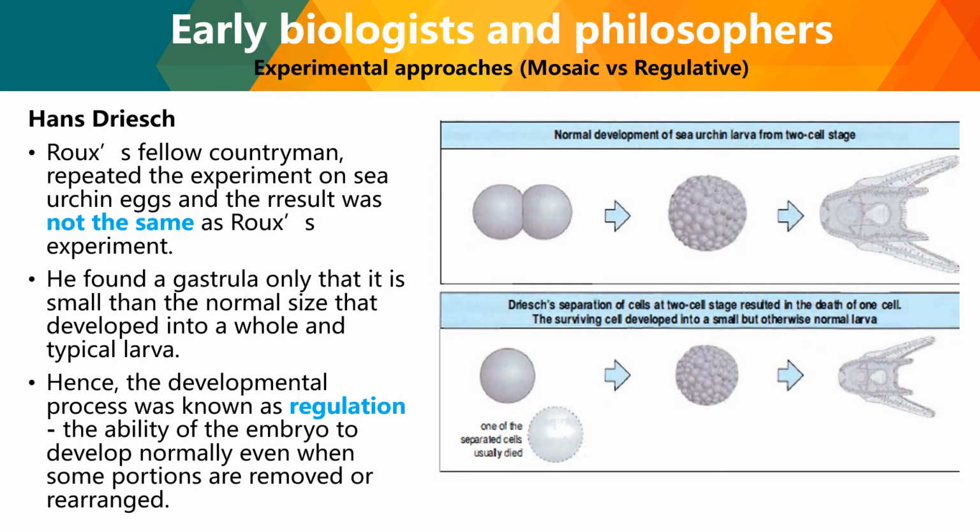So that's how the mosaic and the regulative processes were actually debated upon. So from there you can already see that one theory or one input cannot be true to all other organisms. So it always depends on what type of organism it is.